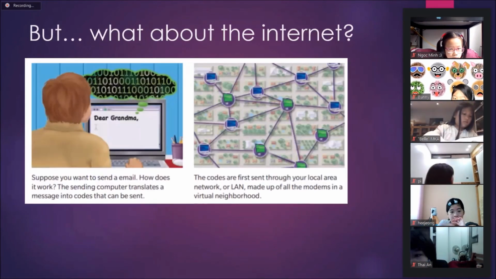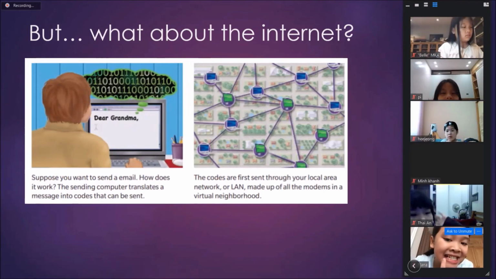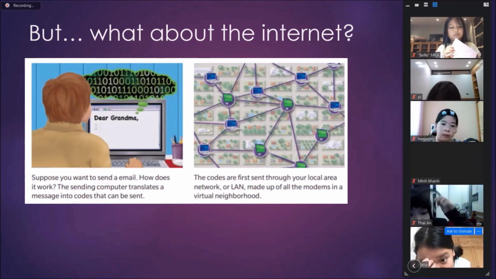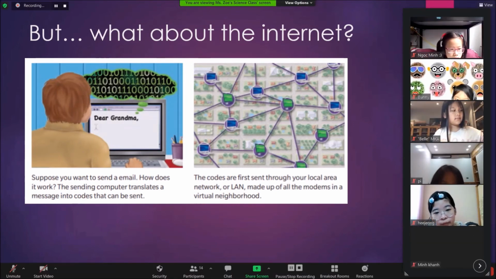Suppose you want to send an email. Dear Grandma, how does it work? The sending computer translates a message into codes that can be sent. We've had a look at codes already. And once it's translated it into ones and zeros, it sends it off into the modem.